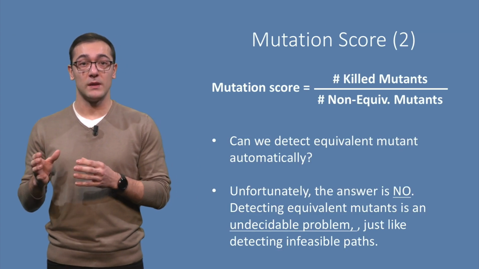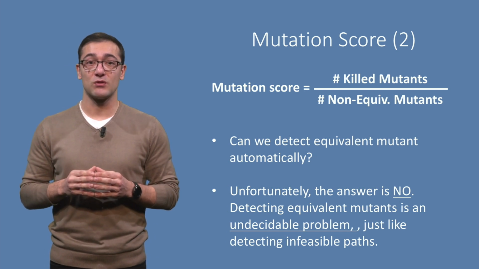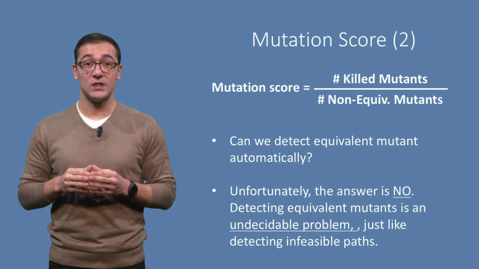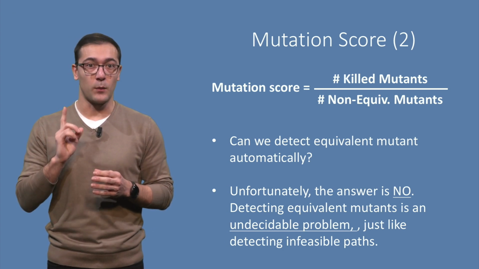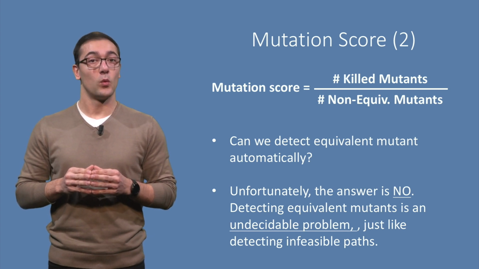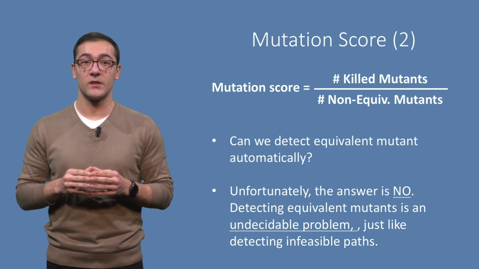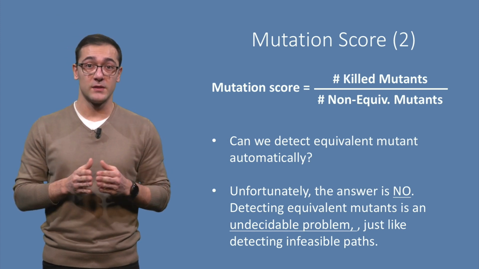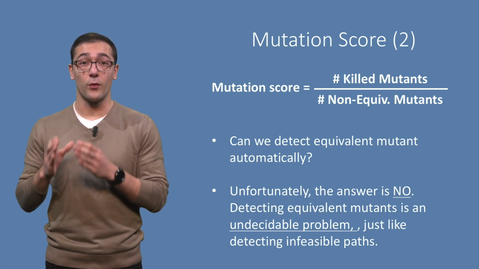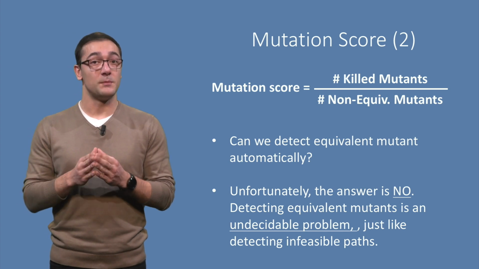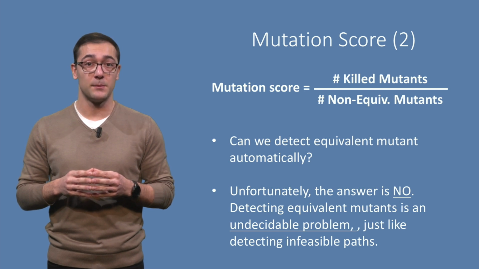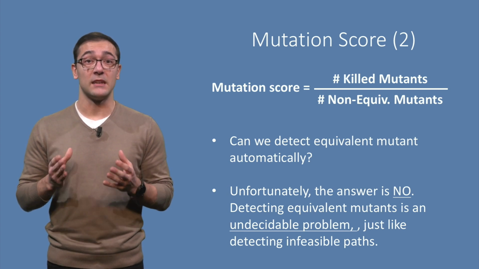Because of equivalent mutants, the equation for the mutation score needs a critical fix. As denominator, we have to consider the total number of non-equivalent mutants rather than the total number of mutants. While trivial cases of equivalent mutants can be automatically discovered, it is impossible to detect all equivalent mutants in an automated fashion. This is because the problem of detecting equivalent mutants is a non-decidable problem, just like detecting infeasible paths.